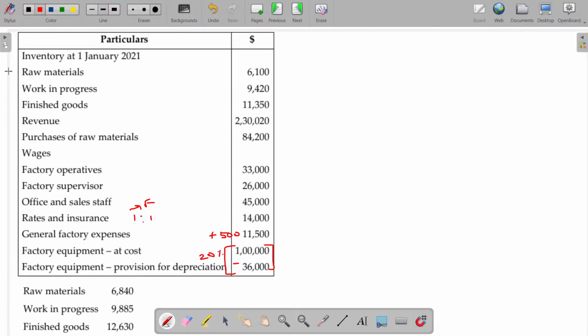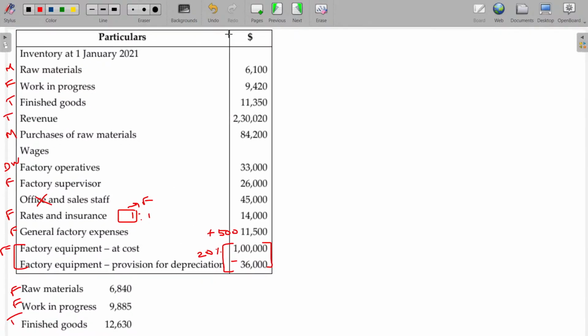So manufacturing first block and factory, this is trading section. Purchase of raw material, manufacturing, direct wages, and factory, this is factory. Office will not come. Rates and insurance, only this portion will come. General factory, and depreciation will come. These two are factory and this one is for trading section. Now manufacturing account.